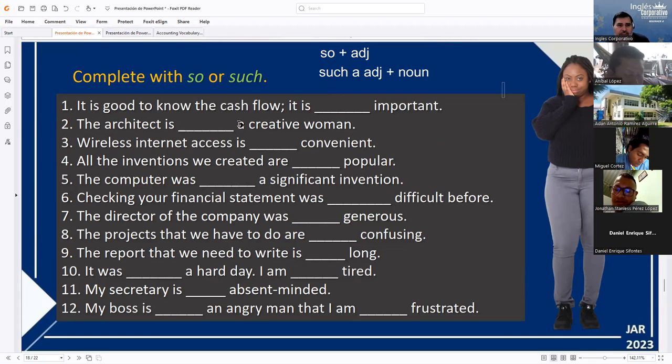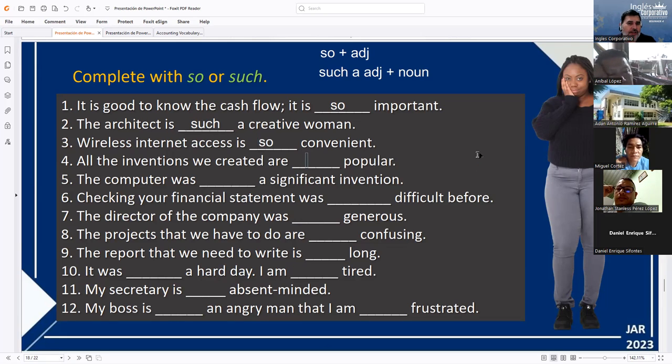Okay. It is good to know the cash flow. It is so important. Excellent. The architect is such a creative woman. Okay. Wireless internet access is so convenient. Excellent.